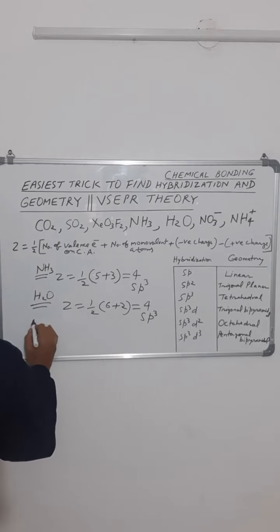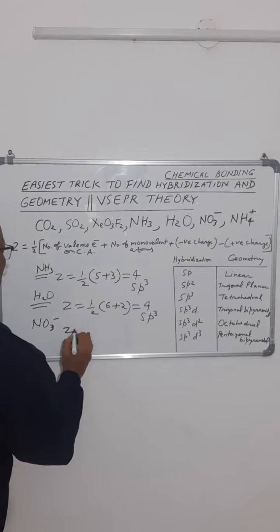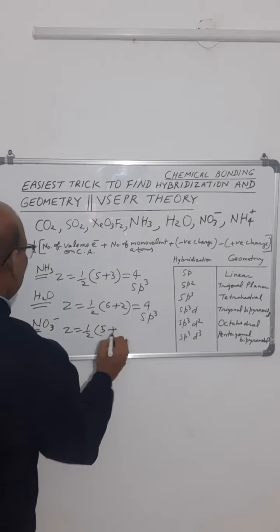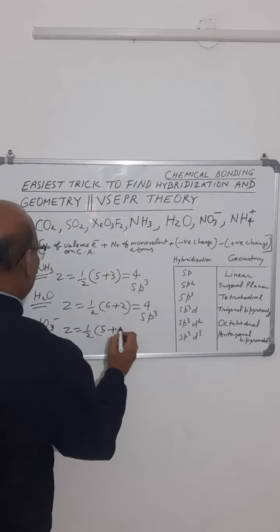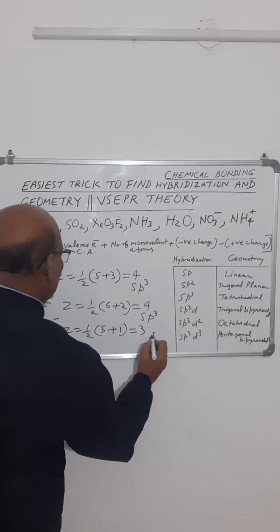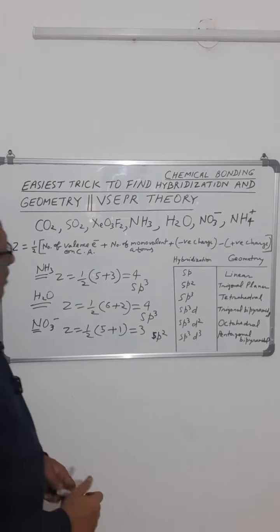Okay, let us take NO3 minus ion, nitrate ion. Here z will be nothing but half into number of valence electrons on nitrogen that is 5 plus there is no monovalent atom and negative charge is -1, so we add 1, so it will be 3 and the hybridization will be sp2 and the geometry will be trigonal planar.